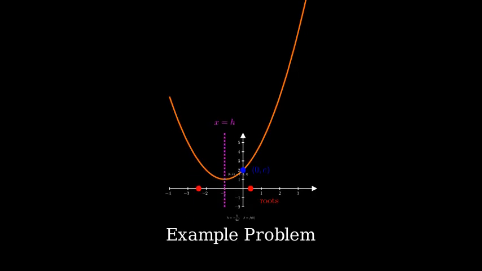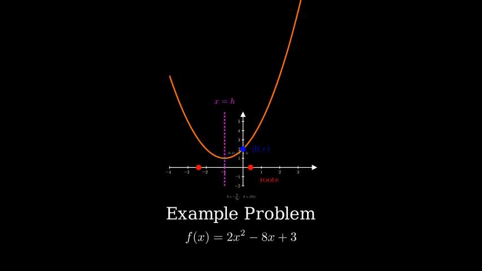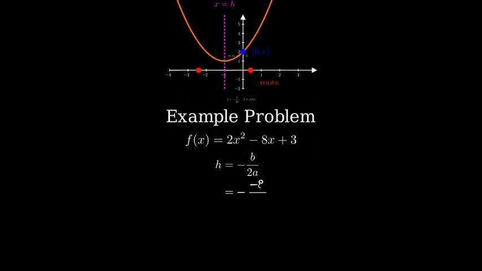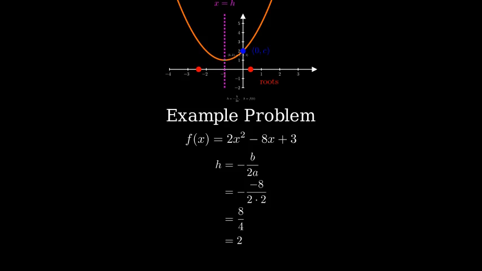Let's work through an example. Find the vertex and x-intercepts of the function f of x equals 2x squared minus 8x plus 3. First, we calculate h, which is negative b over 2a. That's negative of negative 8 over 2 times 2. This simplifies to 8 over 4, which equals 2.